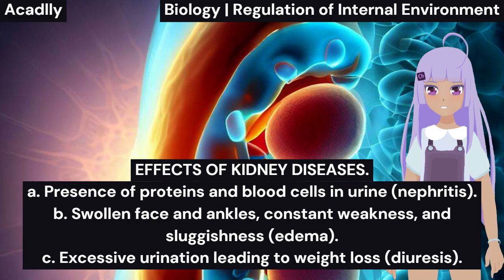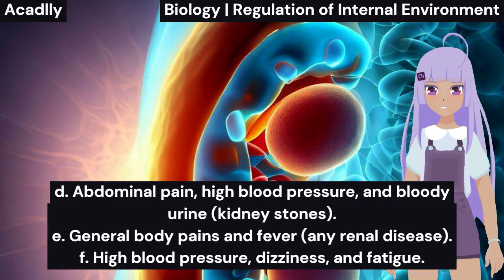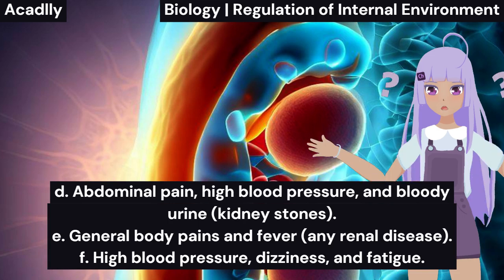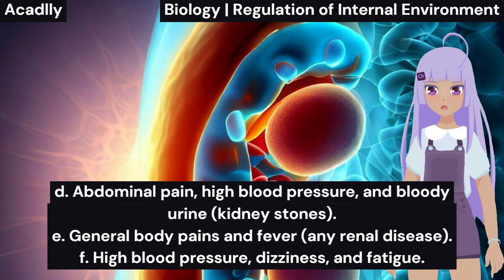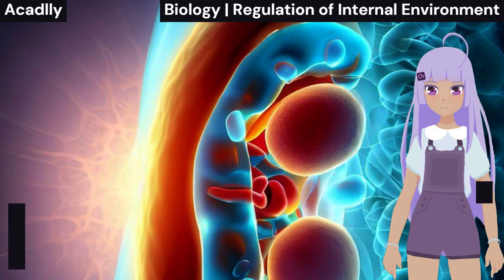Effects of kidney diseases. A. Presence of proteins and blood cells in urine, nephritis. B. Swollen face and ankles, constant weakness, and sluggishness, edema. C. Excessive urination leading to weight loss, diuresis. D. Abdominal pain, high blood pressure, and bloody urine, kidney stones. E. General body pains and fever, any renal disease. F. High blood pressure, dizziness, and fatigue.